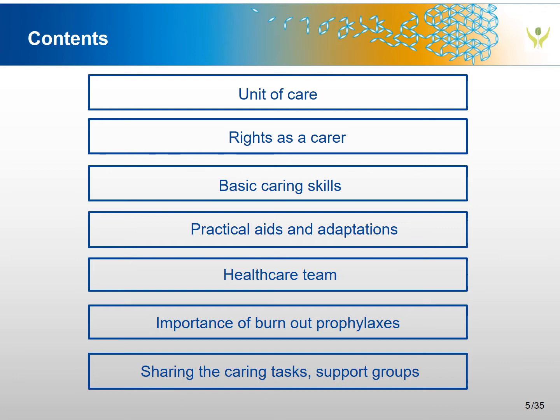This session will cover the following subjects: who is a carer and what do they do? What is a unit of care? What are the rights as a carer? What are the basic caring skills for people looking after someone with Parkinson's disease? Which are practical aids and adaptations to help with caring for the person with Parkinson's disease? Being aware of stress and managing one's emotions as a carer. Importance of burnout prophylaxis of a carer. And accepting outside help and sharing the caring tasks, support groups.